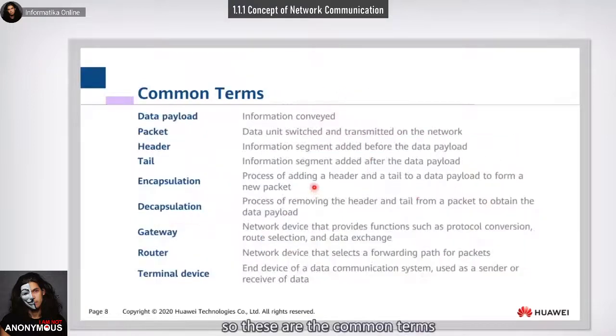So these are the common terms we have just introduced. You can refer to these words. For example, what is a terminal device? That's the computer. What is a router? What is a gateway? What is encapsulation and decapsulation? What is the data payload? We have just explained them in that process, right?